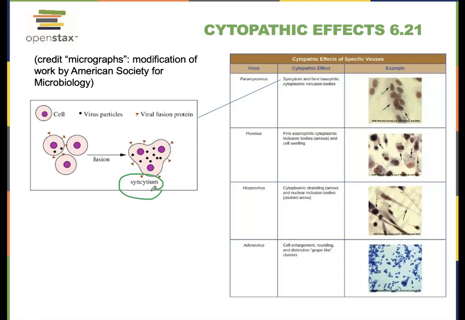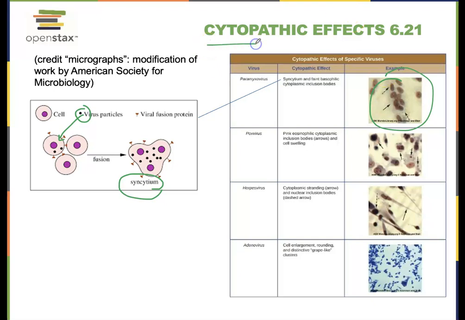Anyways, syncytiums are a fusion of several cells. So when one cell gets infected with virus, as you can see here, this is a virus particle. This is our cell that's infected. It will fuse with other cells, and then you get this really big cell with many nuclei, and it's making virus. So that's a syncytium.